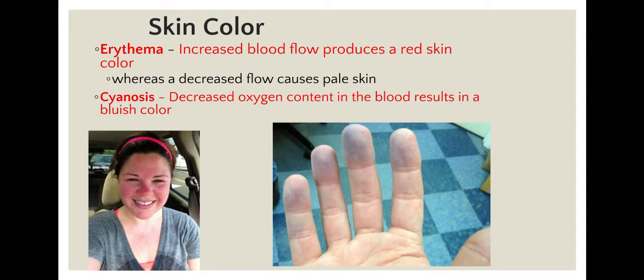And then if we lose that blood flow, we can get pale skin. Cyanosis is when the oxygen content in the blood is low, and therefore it results in this bluish or purple looking color. And we see that especially in extremities, like in the digits. Like this picture here, you can see a blue color. And that would indicate that there is an oxygen issue in the body.